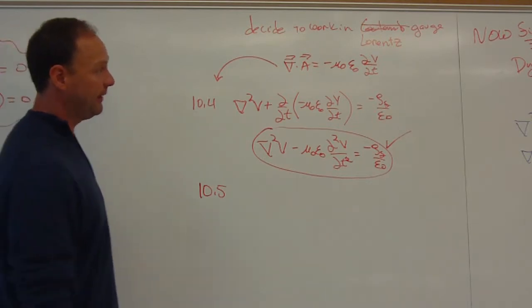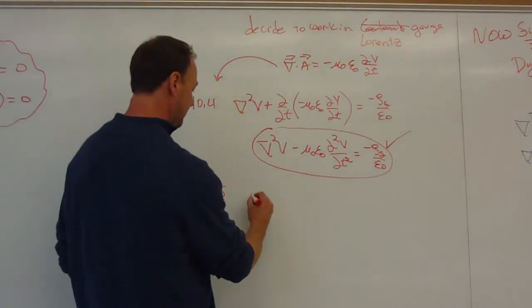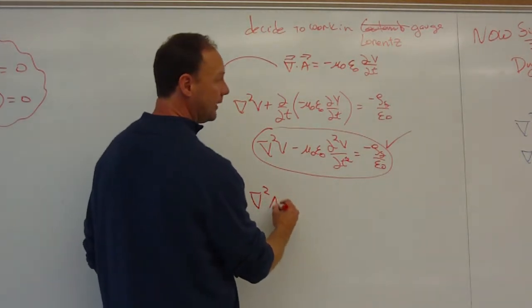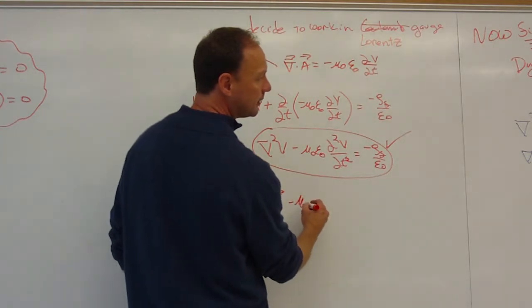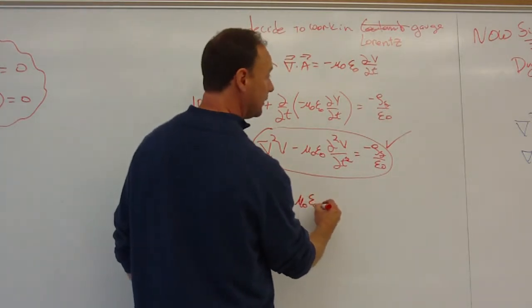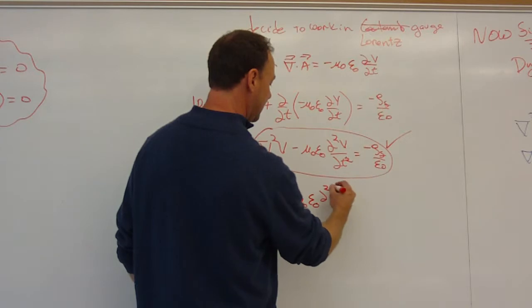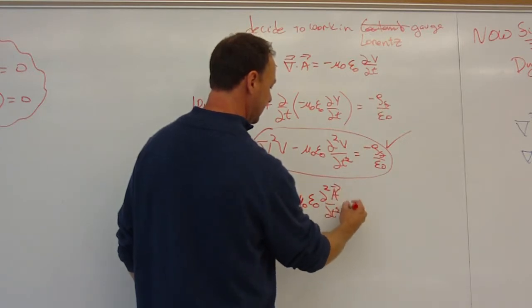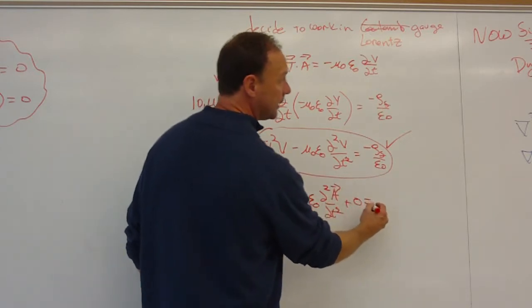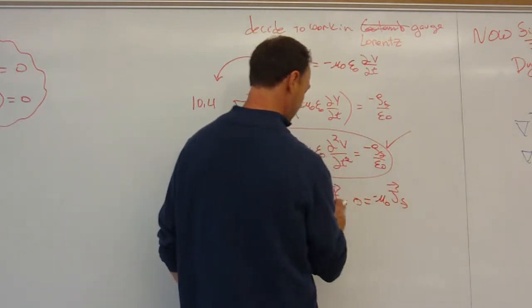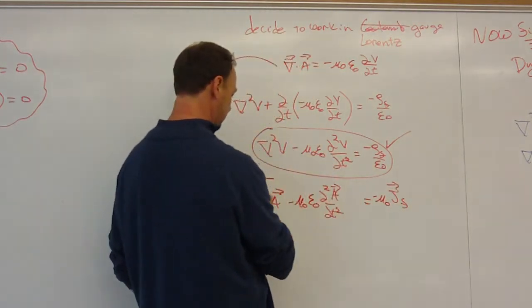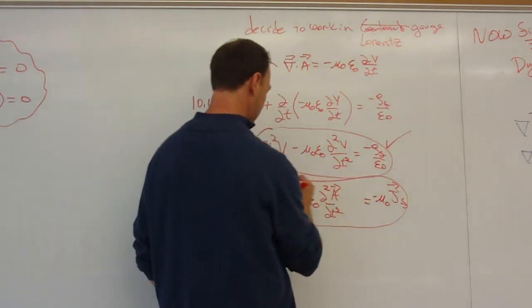All right, in 10.5, we're left with just del squared A minus mu naught epsilon naught partial squared A with respect to t squared plus zero, and that equals minus mu naught J free. So let's get rid of that term. This is the same equation as the top one, just with a different solution.